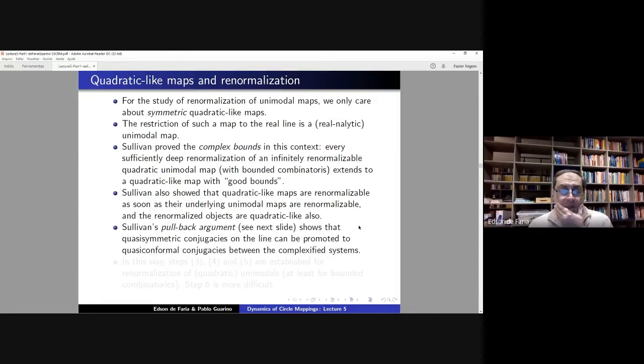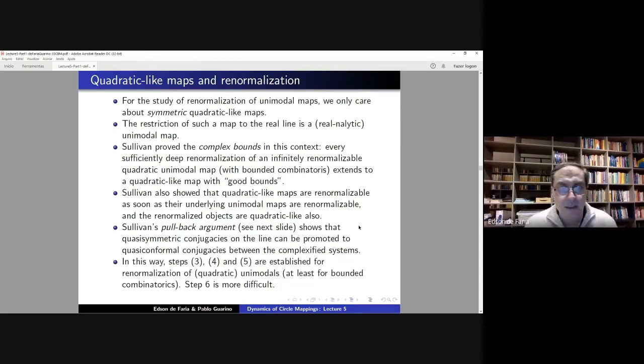Anyway, so then Sullivan shows that this space of quadratic-like maps with the same topology, in other words, those that are topologically conjugate to one another, is path connected. And the way to do that is to do what one calls a pullback argument. So the pullback argument is a theorem that Sullivan proved, which I'm going to illustrate in a picture in a moment. But it says basically that if you have two quadratic-like maps and you know that they are quasi-symmetrically conjugate on the real axis, then you can actually promote this quasi-symmetric conjugacy to a global quasi-conformal conjugacy between the two holomorphic objects. Okay.